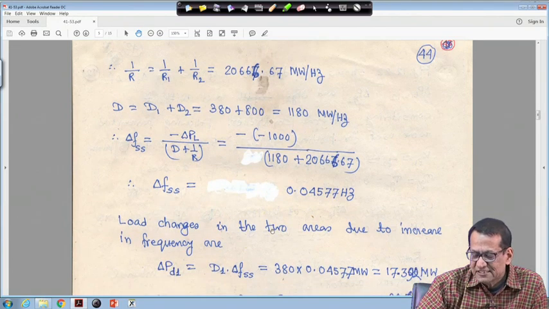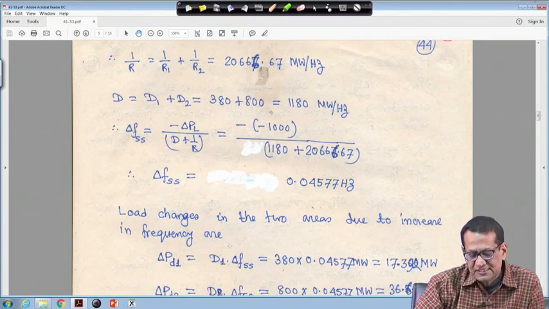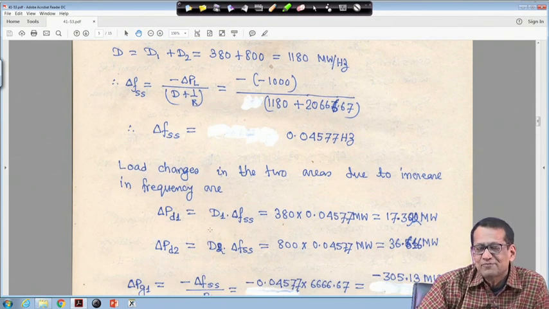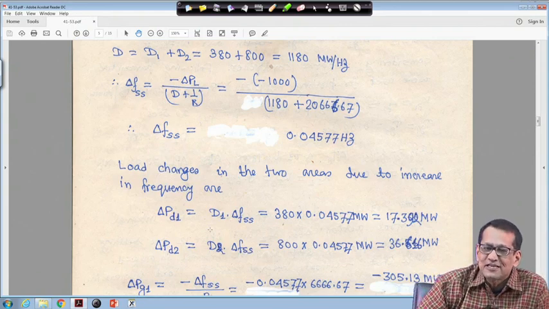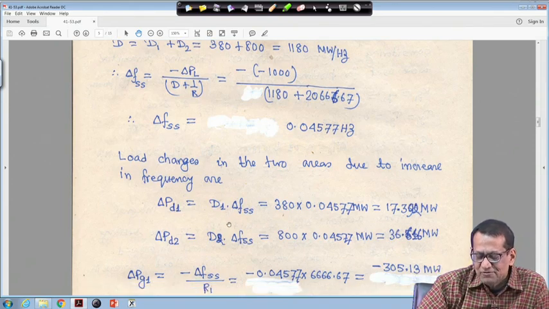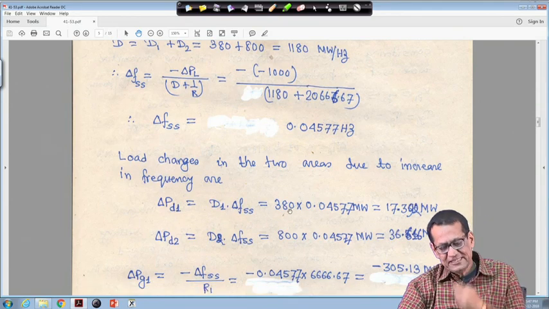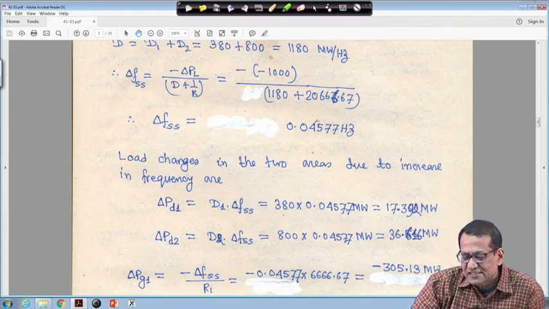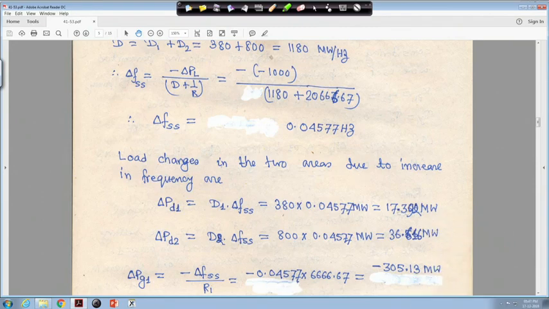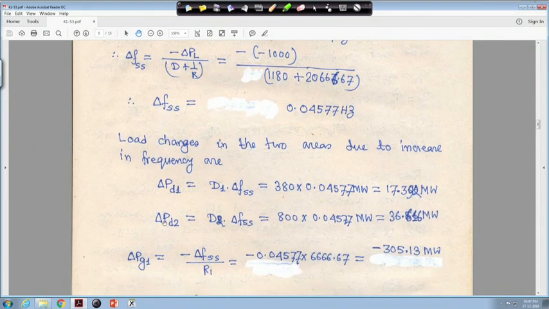Now, load changes in the two areas due to increase in frequency. We know that it is D into delta FSS, because we have taken D as constant, that load is sensitive to the change in frequency. So, delta PD1 will be D1 into delta FSS. So, D1 is 380 and delta F steady state is 0.04577. So, this is 17.392 megawatt, right. Similarly, delta PD2 will be D2 into delta FSS, which is 800 into 0.04577, that is 36.616 megawatt, right.